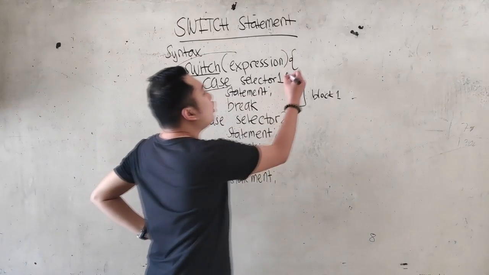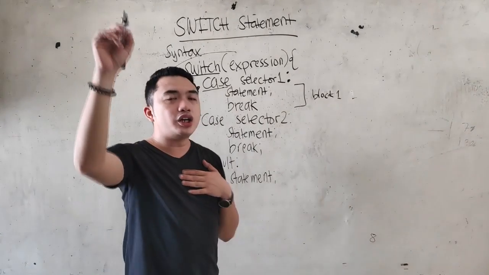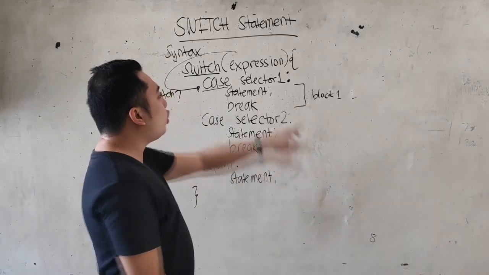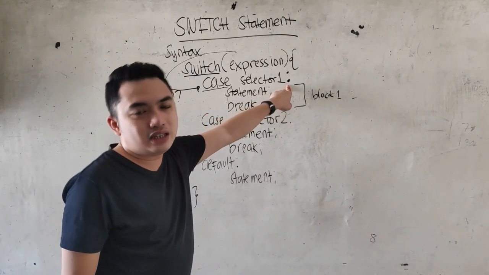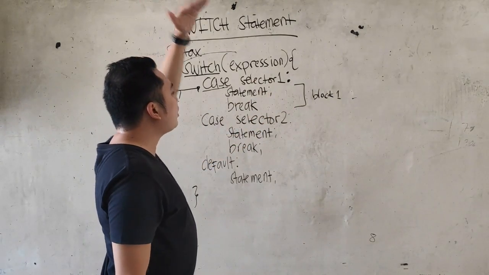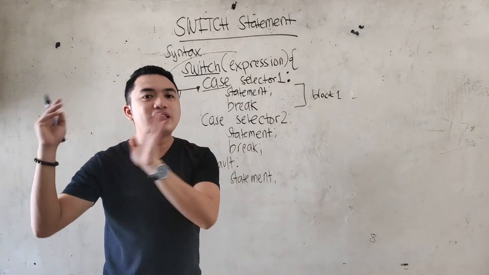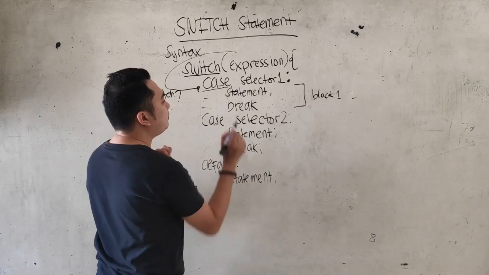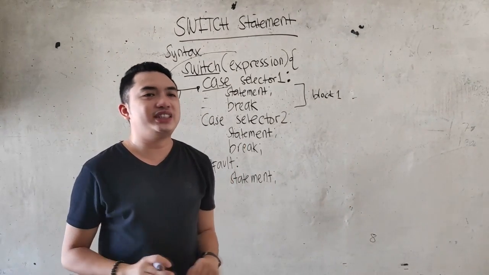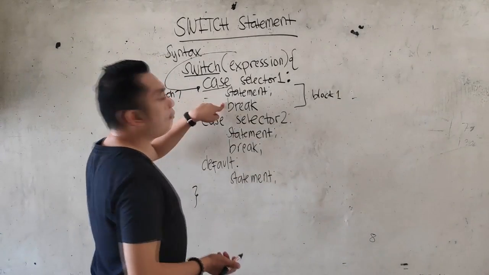Please take note, you don't need to write a curly brace to indicate that it's a block. It is already indicated with a colon. That means the entire statement after the colon, with a tab space, is included in the block of statements, or in block 1. Now we have here the break.